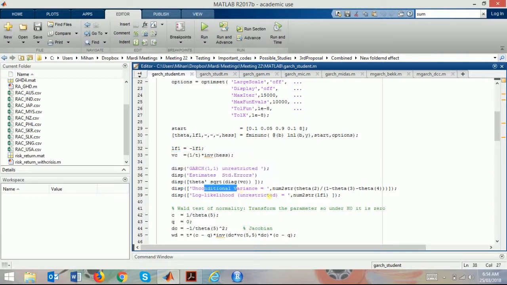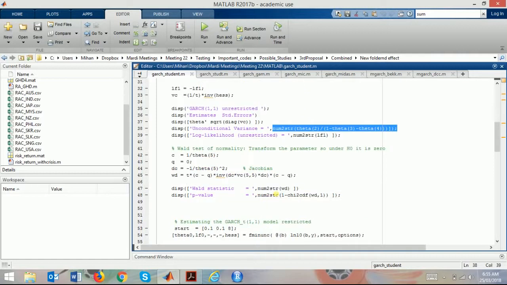Unconditional variance: theta 2 is alpha naught. So alpha naught divided by 1 minus alpha 1 minus beta 1. So constant divided by the coefficients portion. That is a very common equation we have used several times before. Just try to visualize and remember, we have replicated this before, we have done it several times. So constant alpha naught divided by the coefficients 1 minus alpha 1 minus beta 1. Very simple. And unconditional variance.